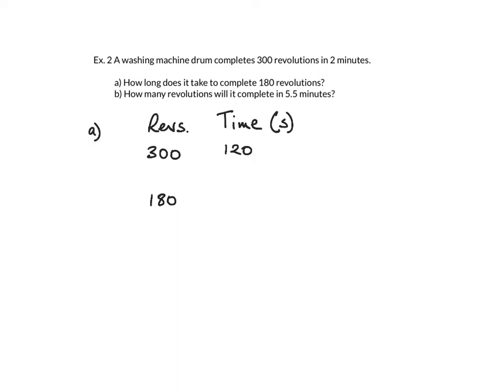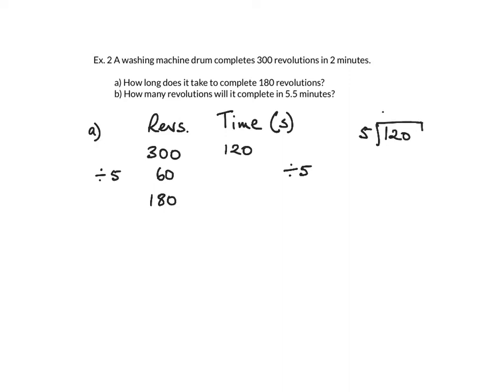We can't get directly from 300 to 180, so I'm going to have to find an intermediate number, a number that we can easily get from 300, which would then just as easily take us to 180. And the number that I've chosen is 60. I can easily get 60 from 300 by dividing by 5. What I do to one side, I must do to the other side. 120 divided by 5.